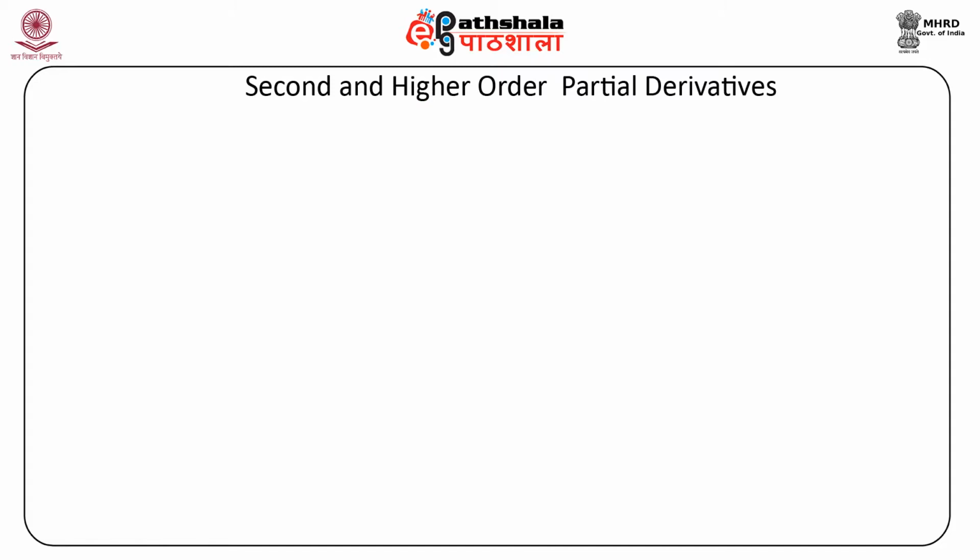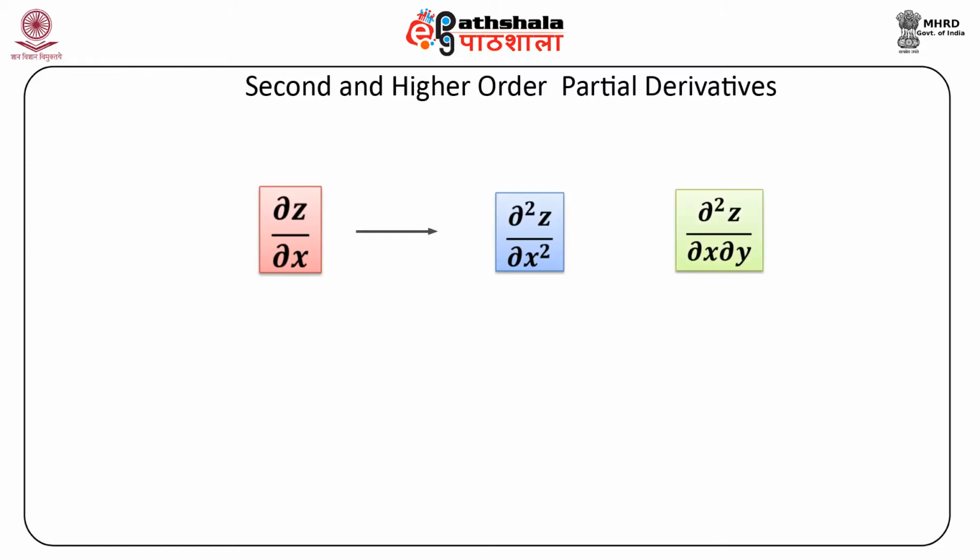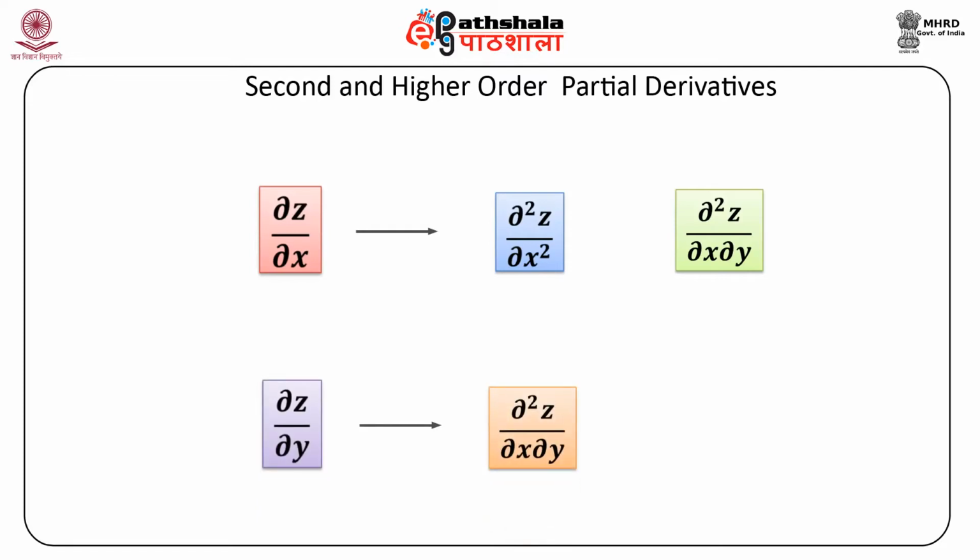First order partial derivatives can thus be differentiated again with respect to both variables. Delta z by delta x, when partially differentiated with respect to x and y, gives delta square z by delta x square and delta square z by delta y delta x respectively. Similarly, delta z by delta y, when partially differentiated with respect to x and y, gives delta square z by delta x delta y and delta square z by delta y square respectively.